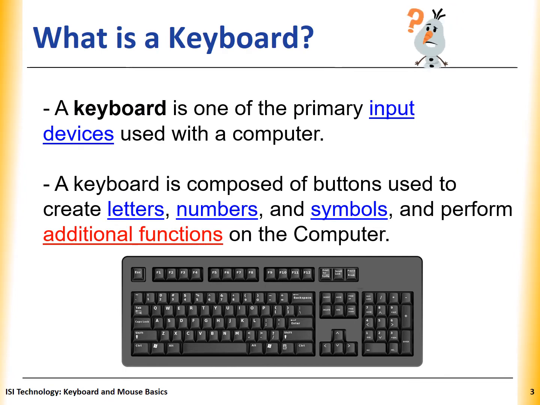What is a keyboard? A keyboard is one of the primary input devices used with a computer. I already taught you this at the beginning of the year, correct? But today we are going to go deeply with the keyboard, how to work on the keyboard and make words and type numbers. A keyboard is composed of buttons used to create letters, numbers, and symbols, and perform additional functions on the computer. We are going to talk about this later on.